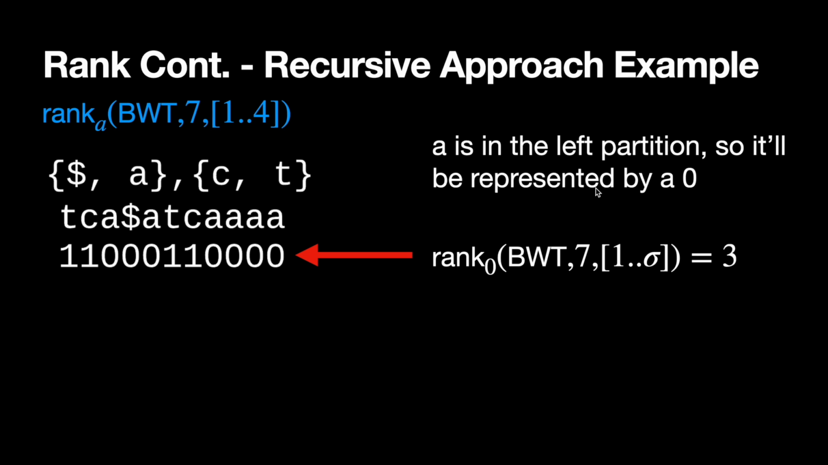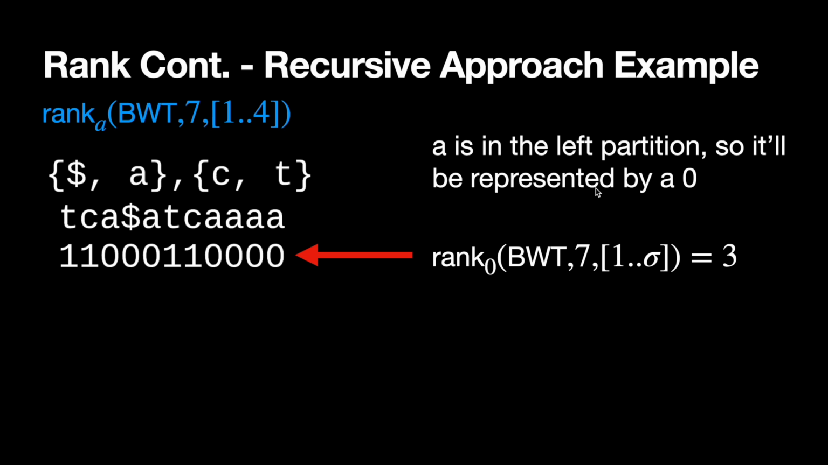So A is in the left partition, the same partition as the dollar sign, $A. So it'll be represented by a 0. We know it's going to that left child. So what we can do is look for the rank of 0. And here I did pass in lowercase sigma, the rank of 0 up till 7, 1 to sigma. And we find that that's 3. So up to the 7th position, there are 3 zeros in this bit vector which we're looking at.